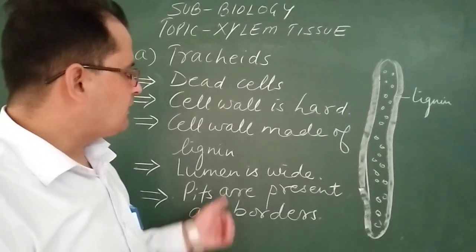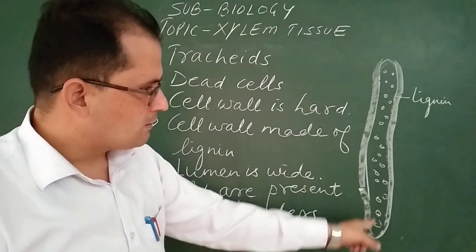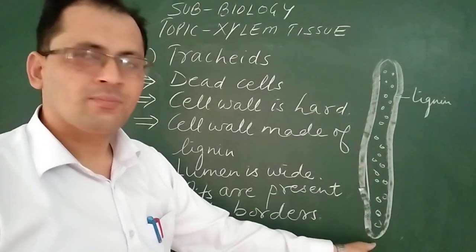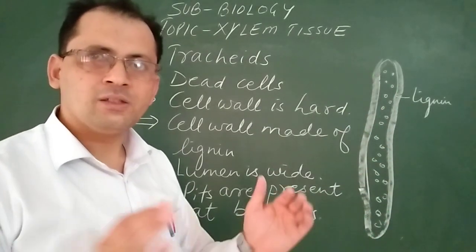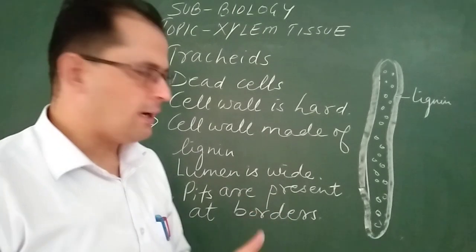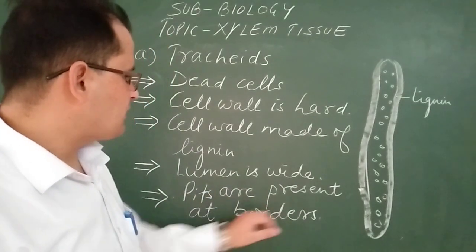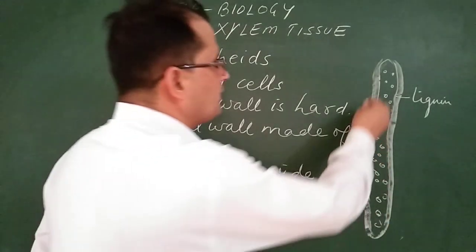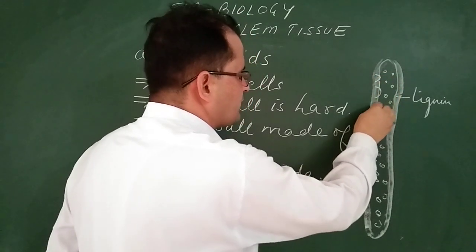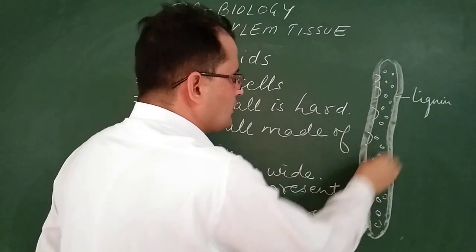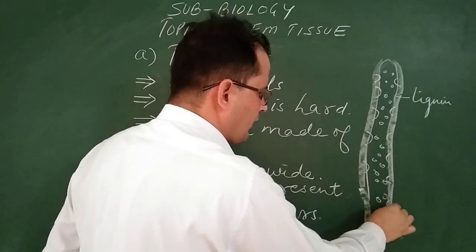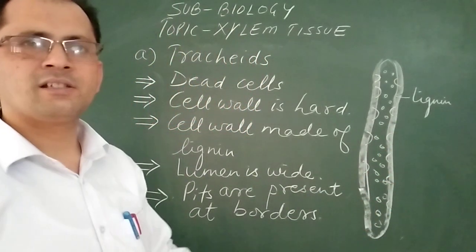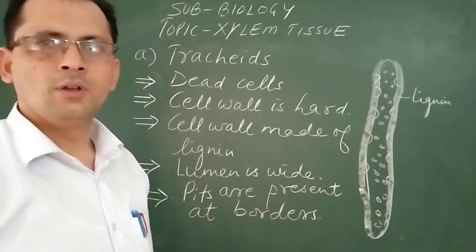Then beta, this lumen is the space, the opening. This lumen is wide, it is open. And pits are present at the borders. Pits mean that at the borders you will find pits. So this is the structure of tracheids, which make up the xylem tissue.